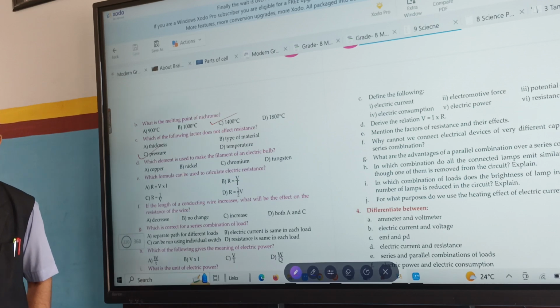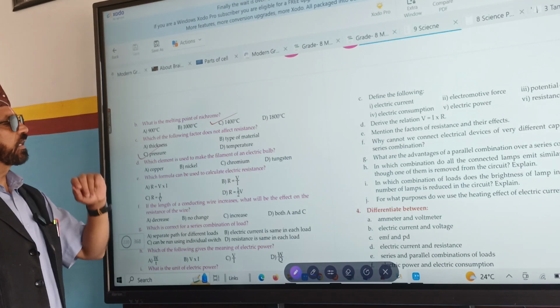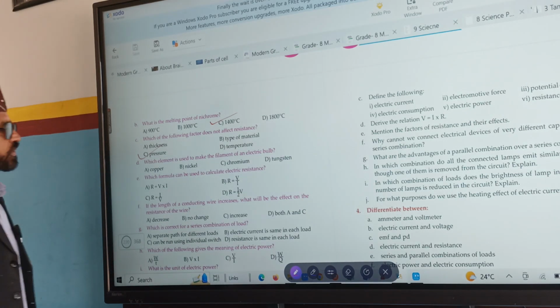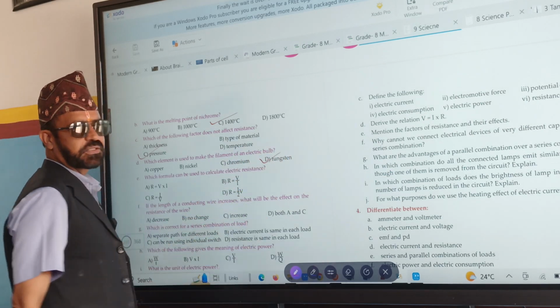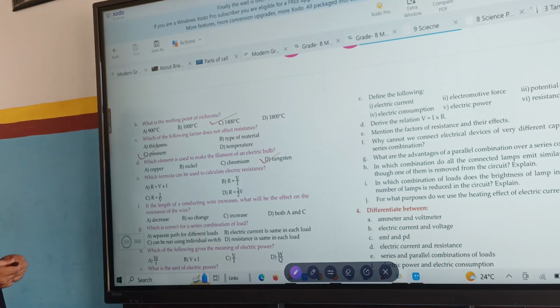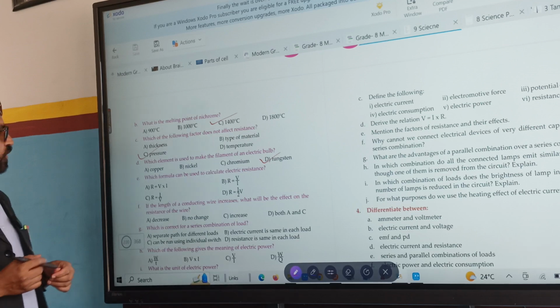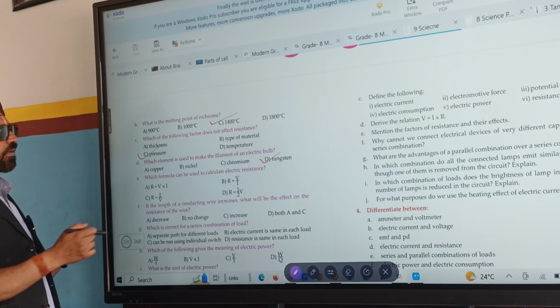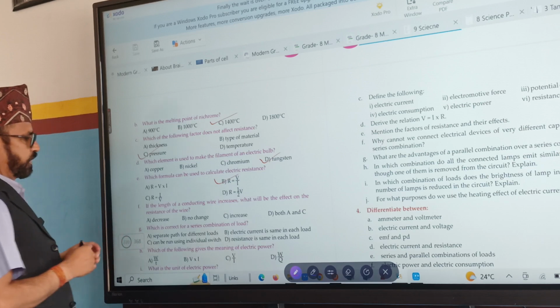Now it's the turn of Mendeleev. Is there Mendeleev? Then Whittaker is there. Then Edison. Okay, Edison's turn. Which element is used to make the filament of an electric bulb? Tungsten. Tungsten is there. Okay, you just mark this also. Next, which one is left? Hawkins, Stephen Hawkins. Number E. Which formula can be used to calculate electric resistance? V by I. This is correct. Okay.